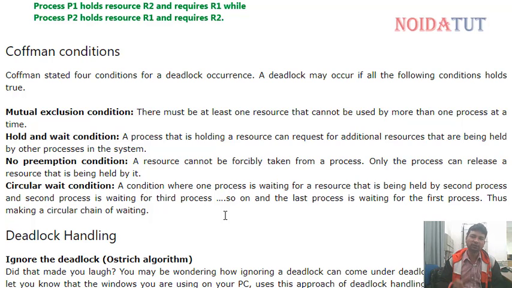The first condition, mutual exclusion condition. There must be at least one resource that cannot be used by more than one process at a time. Hold and wait. A process that is holding a resource can request additional resources that are being held by other processes in the system.